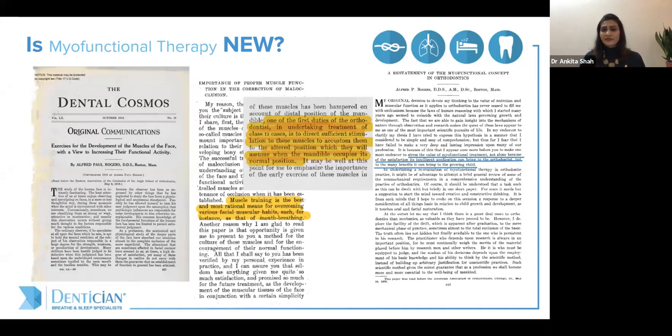So in 1950, he again made a restatement of the myofunctional therapy concept to the American Society of Orthodontics in Chicago. And he stressed upon the value of myofunctional therapy in orthodontics. He said that it is not only advantageous for the orthodontist, but also there are huge benefits for a growing child here.